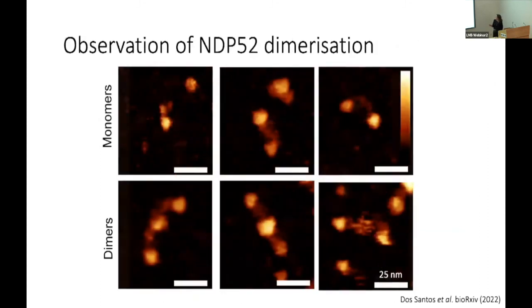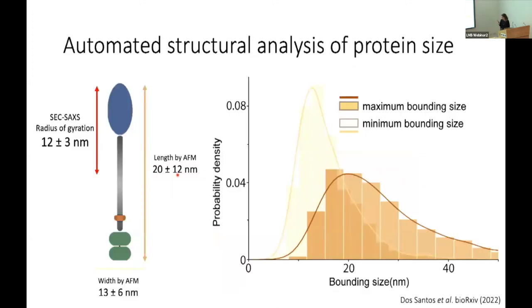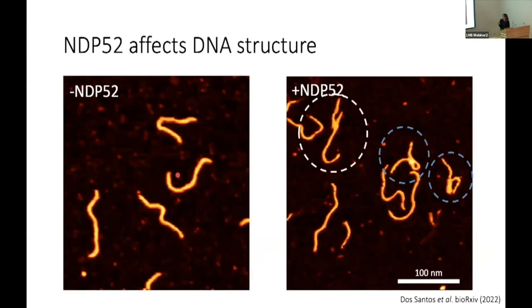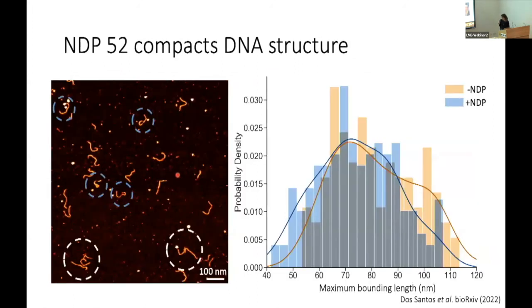We're also able to look at things like dimerization. Because we're looking at individual molecules rather than a bulk population, we're able to look at these dimerizing in situ, and we're able to look at the effect on DNA. If you want to read about this, it's on bioRxiv.